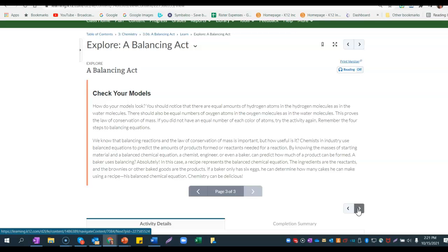So a baker uses balancing. You might not think if you're wanting to be a baker that you have to have a chemistry background, but absolutely. In this case, a recipe represents a balanced chemical equation. So the ingredients are the reactants and the brownies or the other baked goods are the products. And if a baker only has 6 eggs, he can determine how many cakes he can make using a recipe, his balanced chemical equation. So chemistry can be delicious.